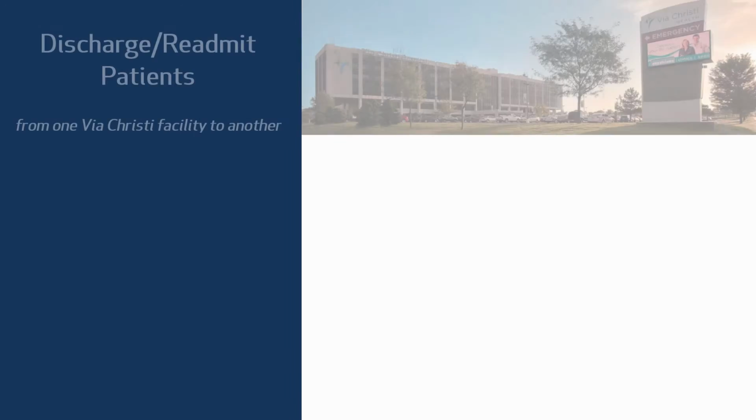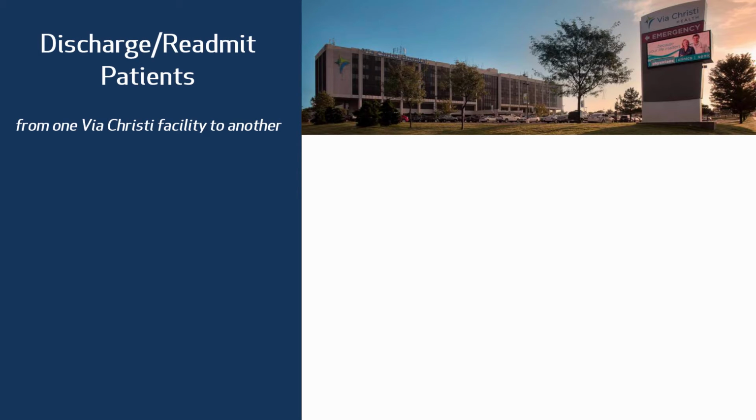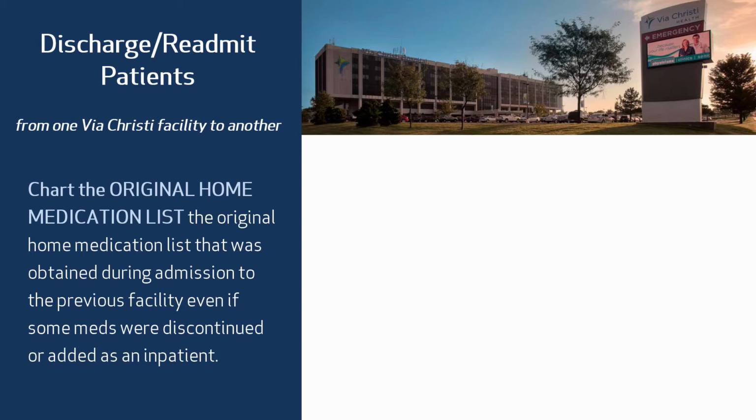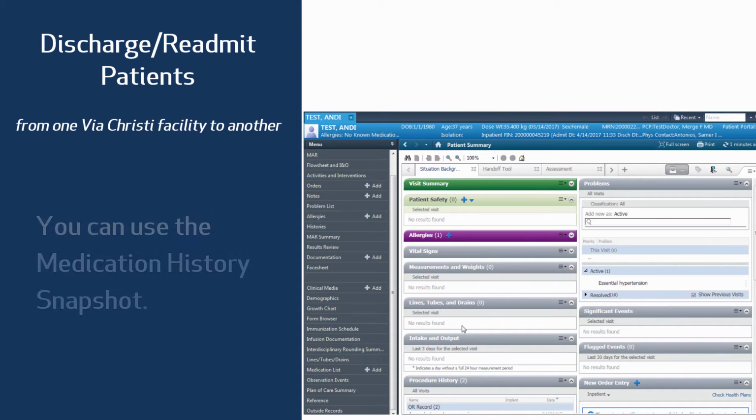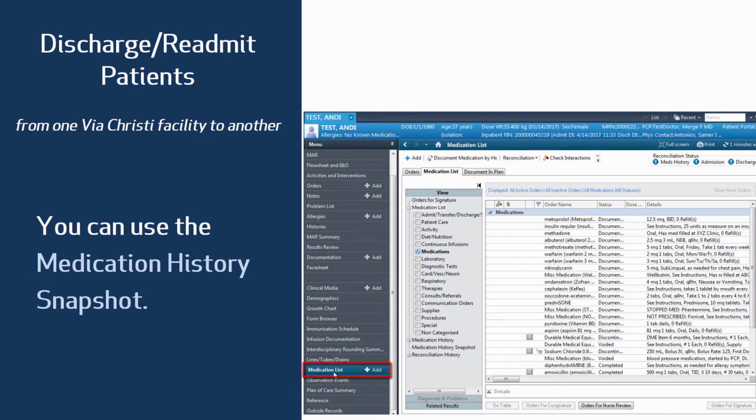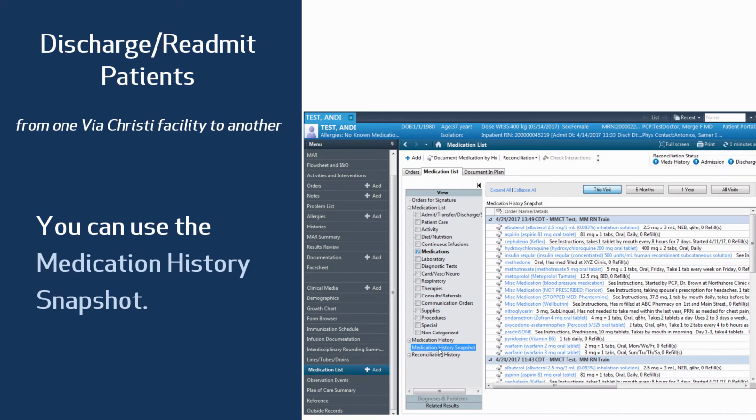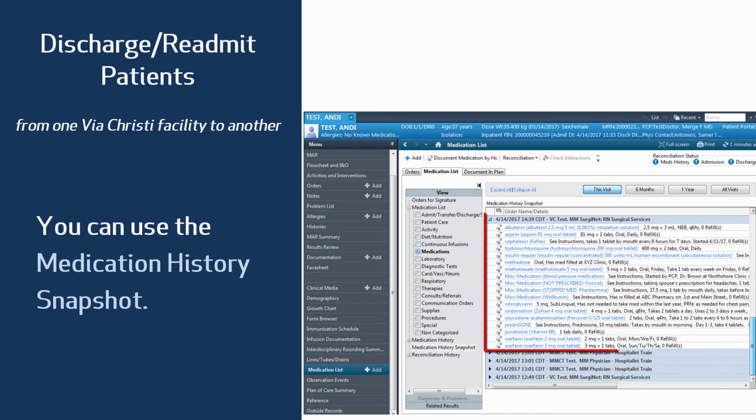For patients that were discharged and then readmitted from one Via Christi facility to another, chart the original home medication list that was obtained during the admission to the previous facility, even if some medications were discontinued or added as an inpatient. You can view the previous medication history by selecting the medication list from your menu options. Expand the medication history snapshot located on the bottom left. Select the date of when the medication history was obtained.